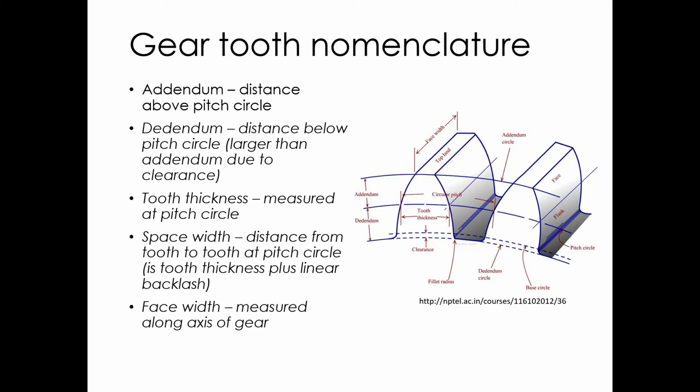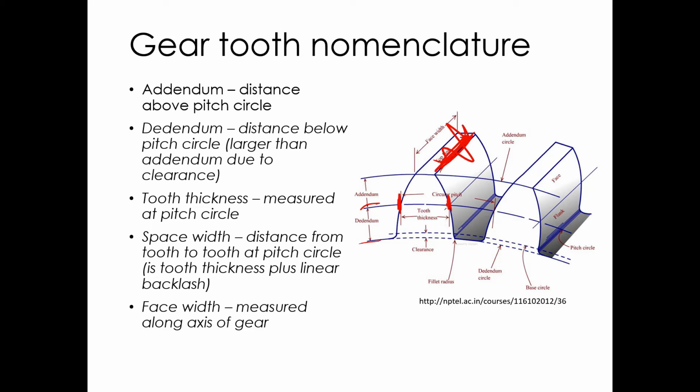Nomenclature, we've covered most of this. Addendum, that's the amount above the pitch circle. Dedendum, that's the amount below the pitch circle. Tooth thickness, that's tooth thickness. Actually, sorry, no, that's not tooth thickness. That's face width. This is face width. This is tooth thickness.